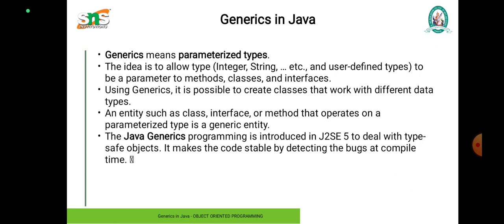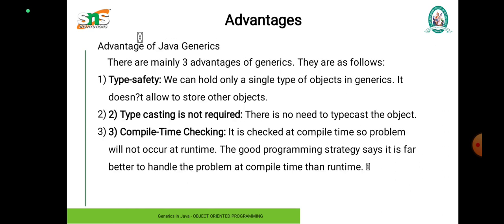The Java generics programming was introduced in J2SE 5 to deal with type-safe objects. It makes the code stable by detecting the bugs at compiling time. What are the main advantages of Java generics?